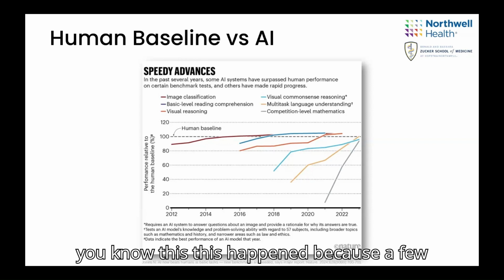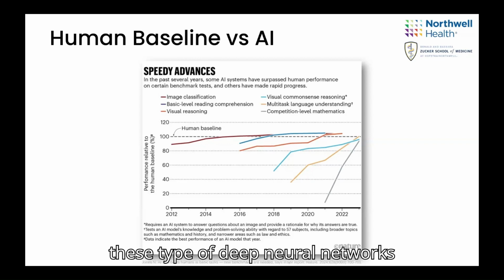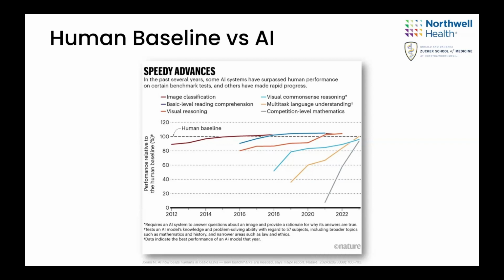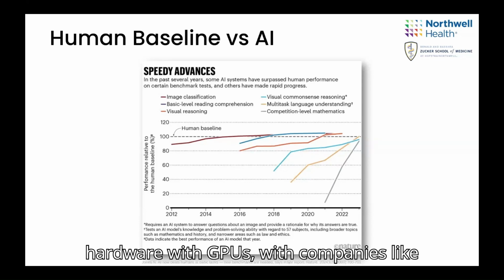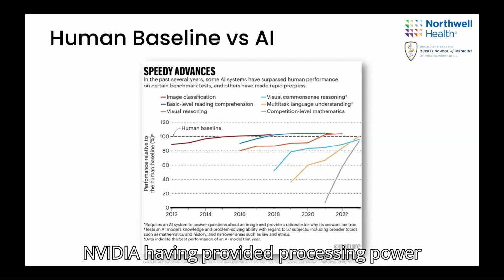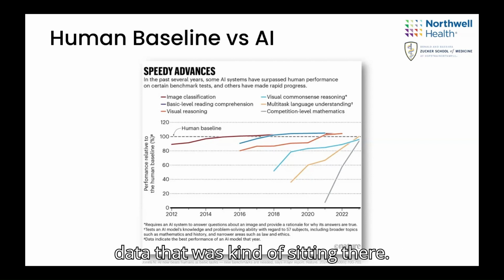But this happened because of two things. One is advances particularly with deep learning. So these types of deep neural networks came hand in hand with advances in hardware, with GPUs, with companies like NVIDIA providing processing power that enabled the training on all of this data that was kind of sitting there.